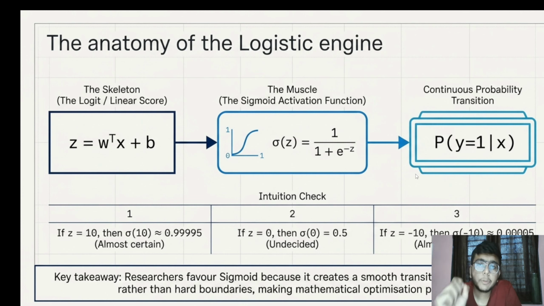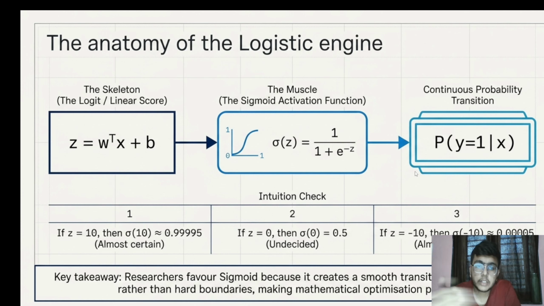Let's see the anatomy of the logistic engine. The skeleton is what we already learned, linear regression. Y equals wx plus b; here, z equals w transpose x plus b. This is the same thing. When we pass this output z into the sigmoid activation function, 1 upon 1 plus e raised to minus z, it maps the range to between 0 and 1. This means we get an output between 0 and 1, a continuous probability transition.